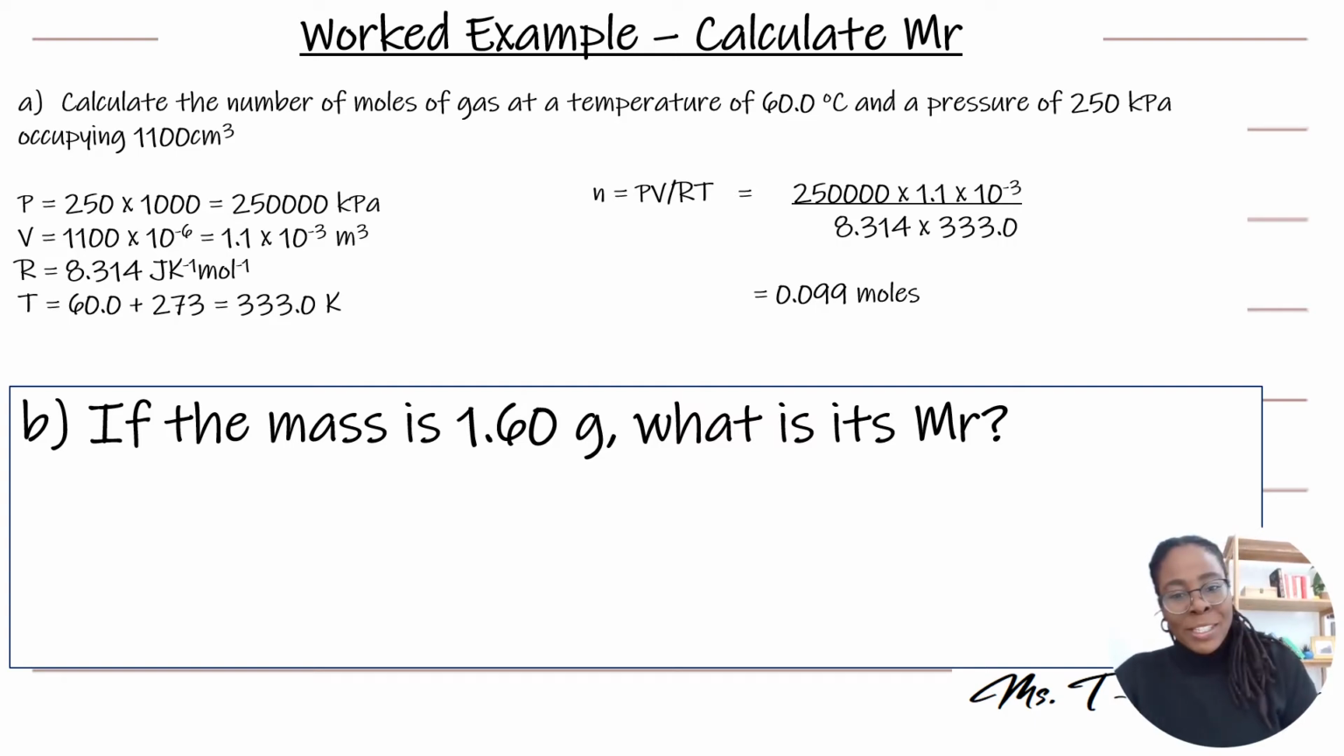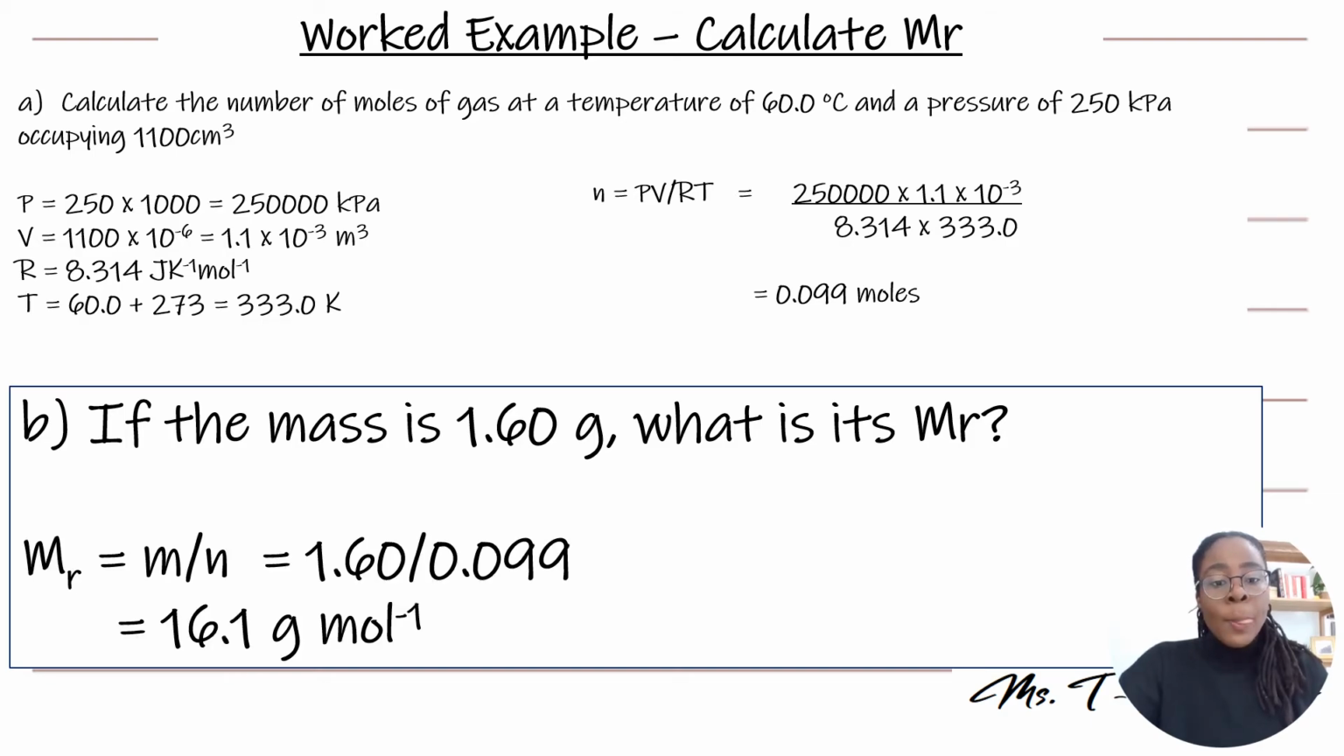Again, continuing on with the same question, let's say we've calculated the moles, but the next part of the question is asking what is the Mr, or the relative molecular mass. So if they've given us the mass as 1.60 grams, we know that Mr is equal to mass over moles, so that will give us an Mr of 16.1 grams per mole.